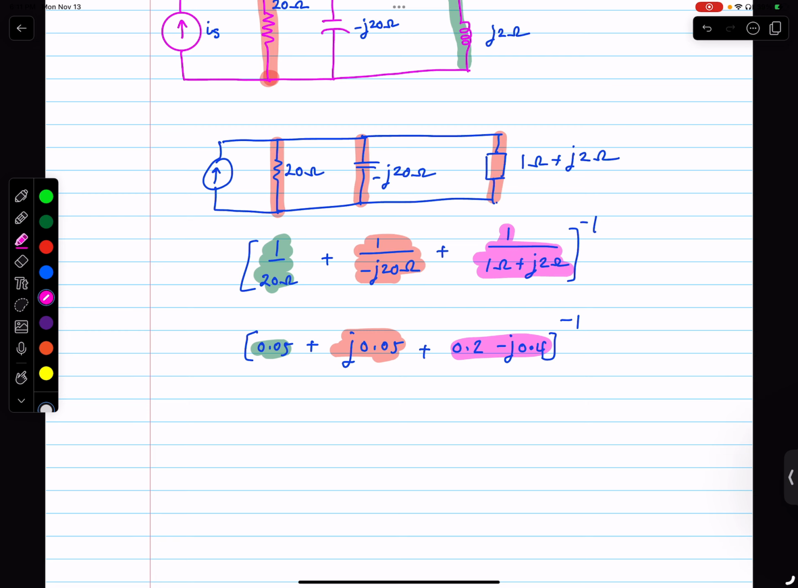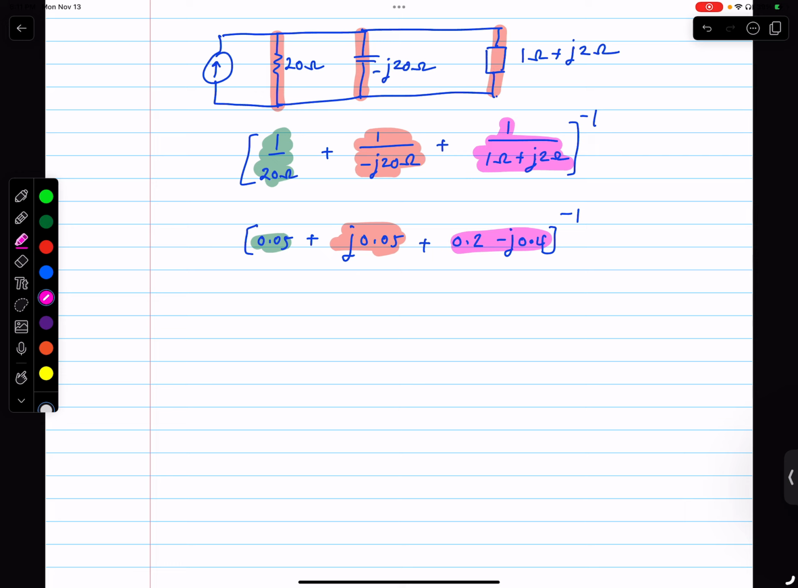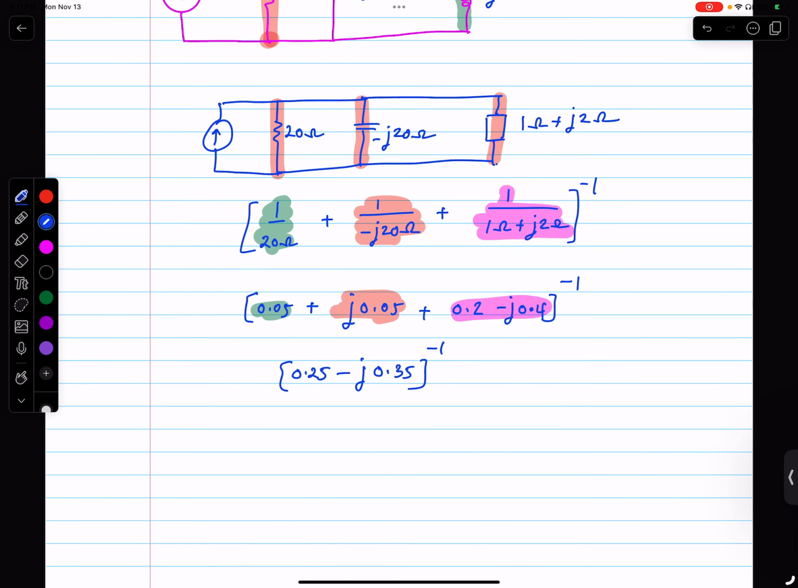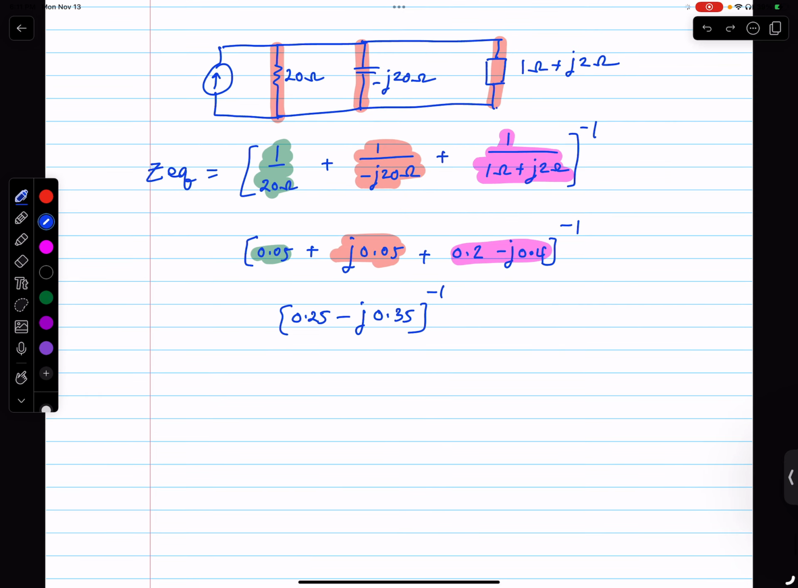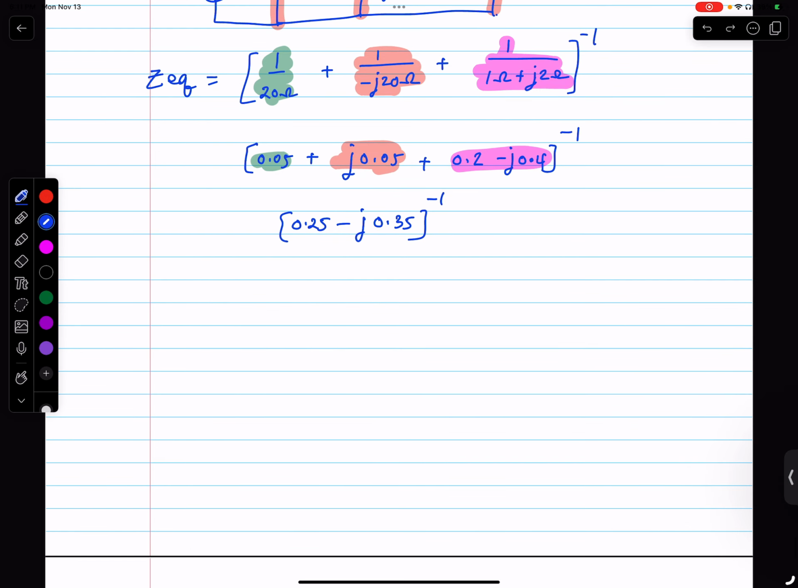So now I can go ahead and add these numbers up, and it will come out to be 0.25 minus j0.35, the whole inverse. So we are interested in all of this, which is what? Z equivalent. Remember all of this? That's the Z equivalent, the equivalent impedance of all the three impedances in parallel.